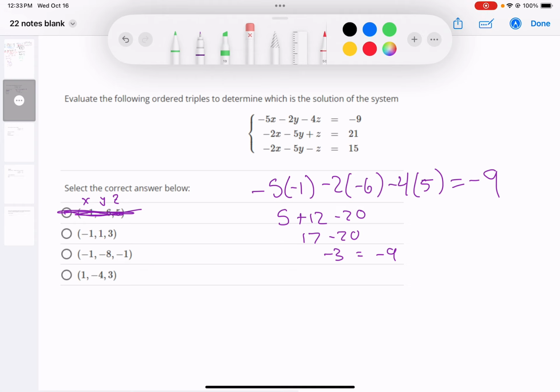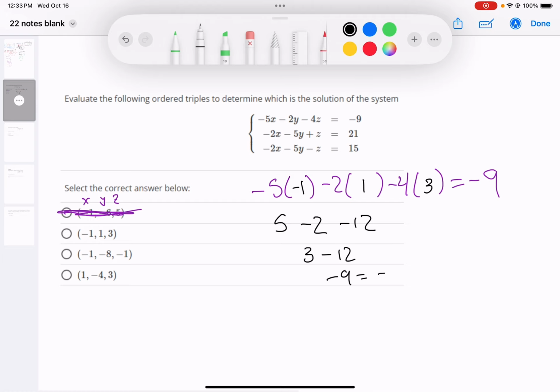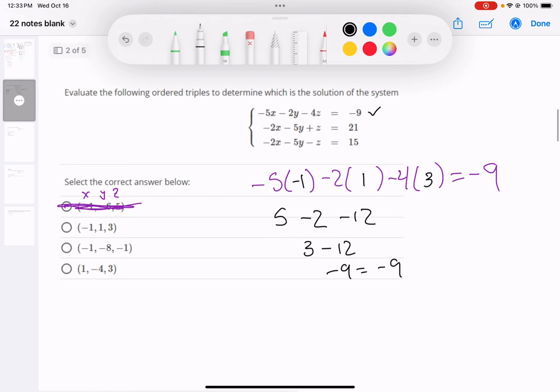Okay, so let's try this with the next set of numbers. So if I plug that in, I've got a -1, I've got a 1, I've got a 3, so it's 5 minus 2 minus 12. 5 minus 2 is 3, minus 12, it's a -9. That does equal -9. So far that holds true for the second one, but we have to plug it into all of them.